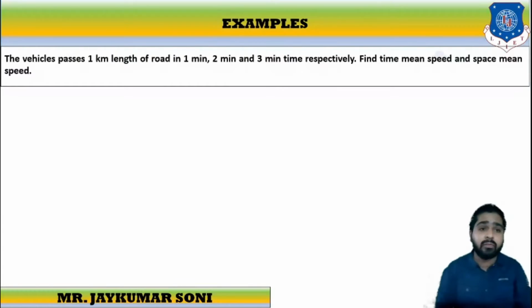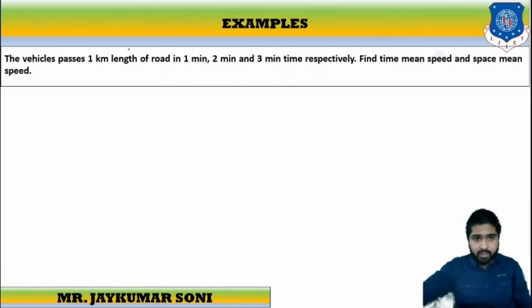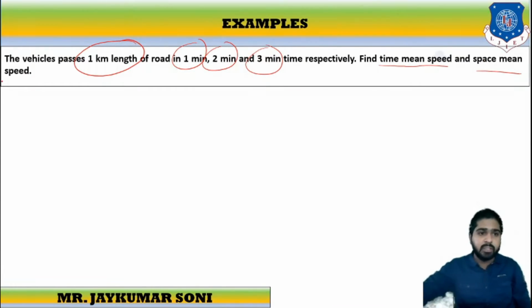This is the statement of that example. Stay focused. What is written over here is that vehicles pass a 1 kilometer length of road in 1 minute, 2 minutes, and 3 minutes respectively. And we have to find what? The time mean speed and the space mean speed.